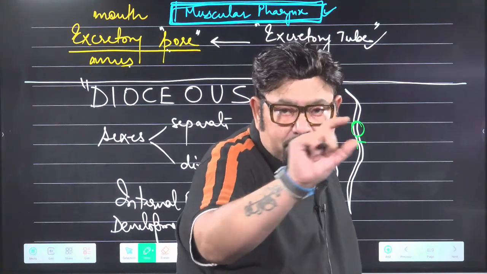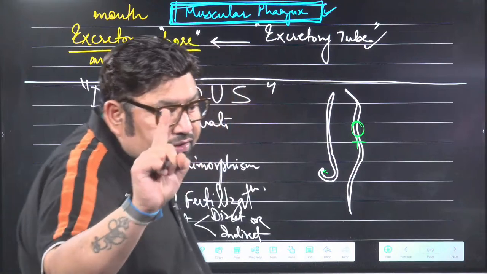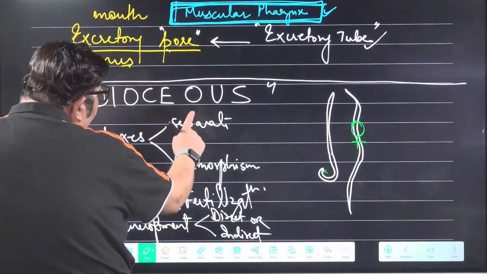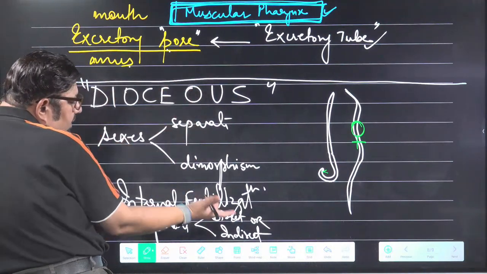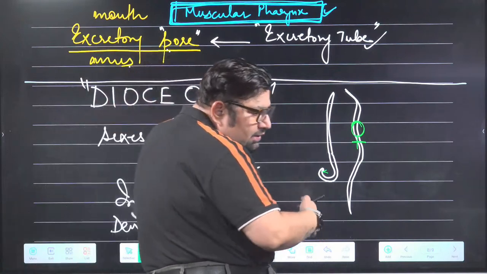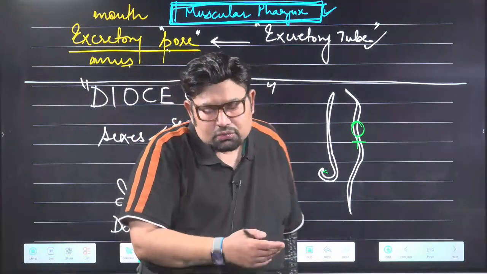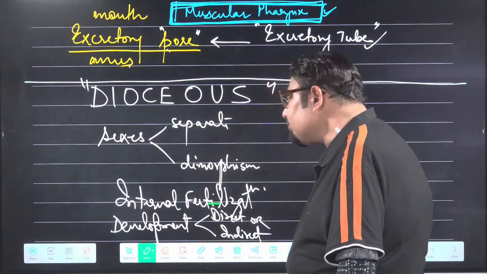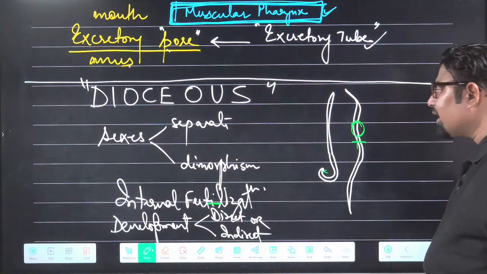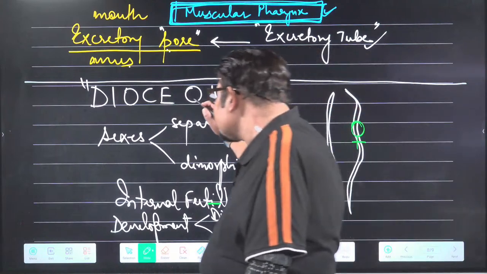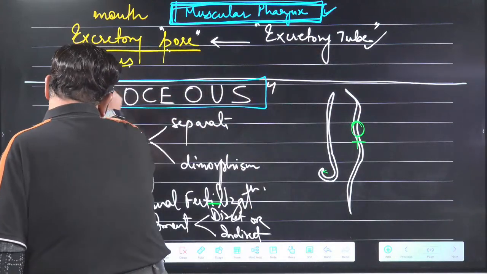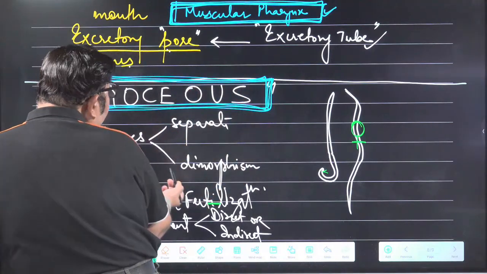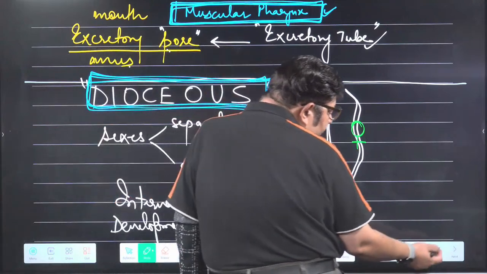These points are given in bold fonts, so everything in bold is most important. Whatever we think of first is the most important, because it is human instinct for the mind to go to that point first and we make a question out of it. So muscular pharynx and dioecious are the two very important points. No doubt, pseudocoelomate is a very easy one.